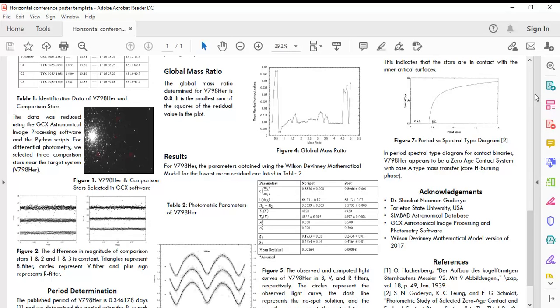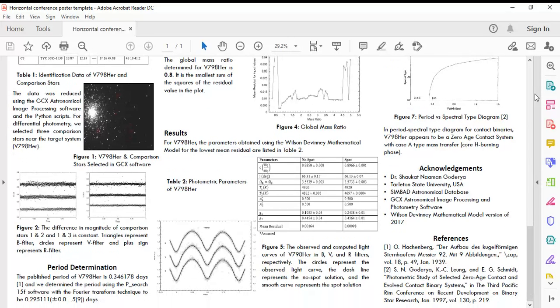The bolometric gravity brightening of star 1 is 0.1933 for no spot solution and 0.2438 for spot solution. Similarly, for star 2, it is 0.4454 for no spot solution and 0.4364 for spot solution. The mean residual for no spot solution is 0.00164 and for spot solution is 0.00098. The observed light curves after the determination of light elements show that V798Her is a W Ursae Majoris contact binary system.